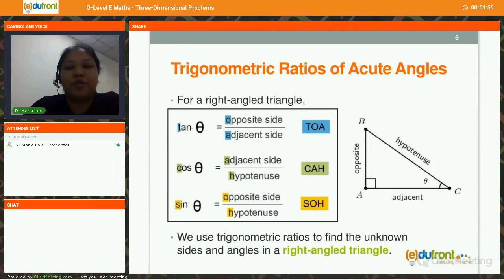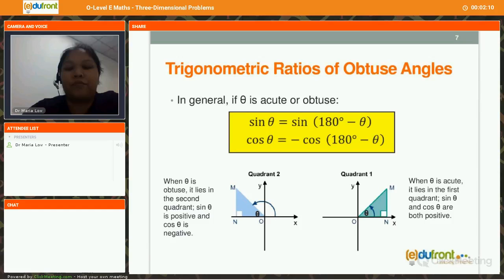And then we have our trigo ratios of acute angles. In short, we call them as Toa, Cah, Soh. And we can find the unknown angles and sides of a right-angled triangle using the Toa, Cah, and Soh. Then we also briefly mention about trigo ratios of obtuse angles. The relationship is such that sine of the acute angle is equal to sine of the obtuse angle. Cos of the acute angle is equal to negative of the cos of the obtuse angle.